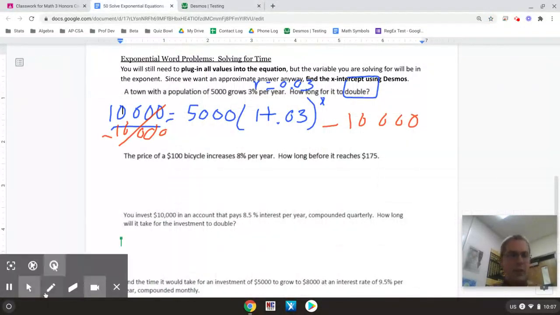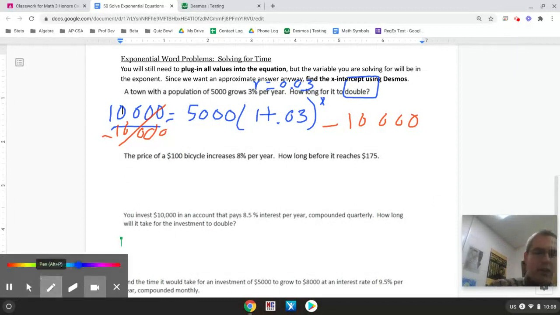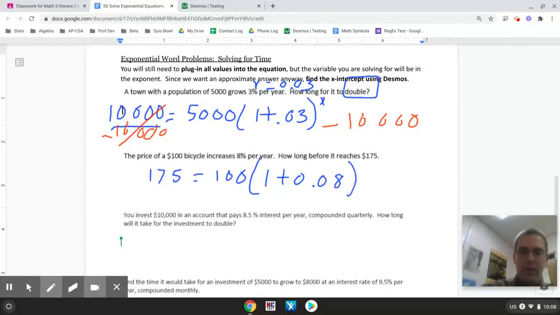Now on this next one, what I would have to do is, that one's going to work a lot like the last one, except for this time they actually gave you the number to plug in. So you would have the 175 on this side, and I'll leave it to you to set up that equation. Well, we'll set up the equation together, and I'll leave it to you to solve it using Desmos. This 175 is your final price. Your starting price is 100. It's increasing 8% a year, so 1 plus 0.08, and then to the t. So that's how that one would work.